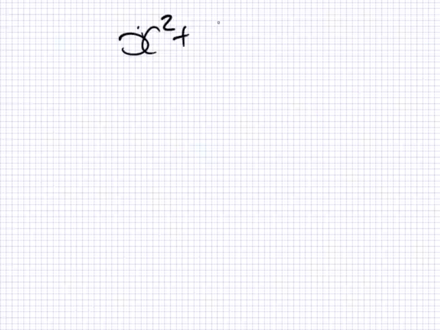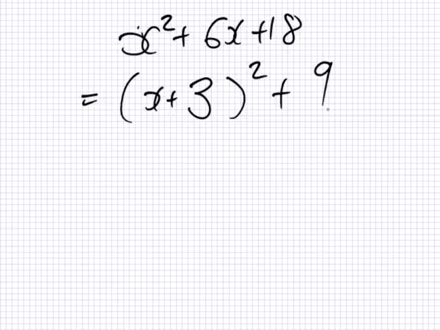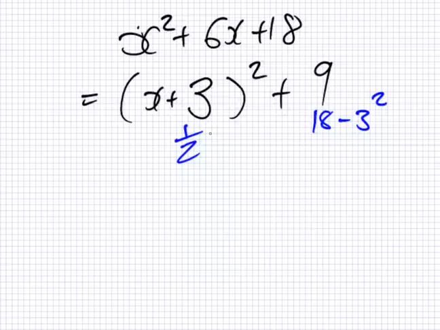X squared plus 6x plus 18 equals, okay. What's first? X plus 3. And then it'll be 18 minus 9, which is 9. This is the answer here. So this one was 18 minus 3 squared, and this one was half of 6.